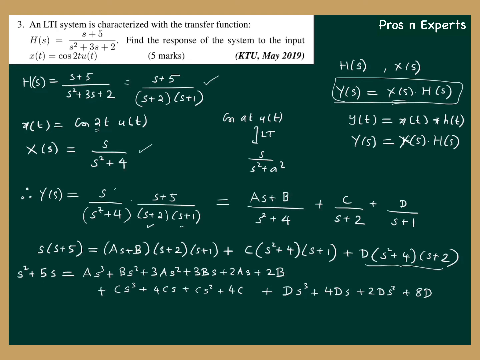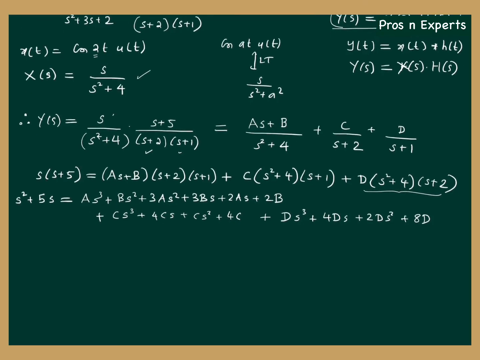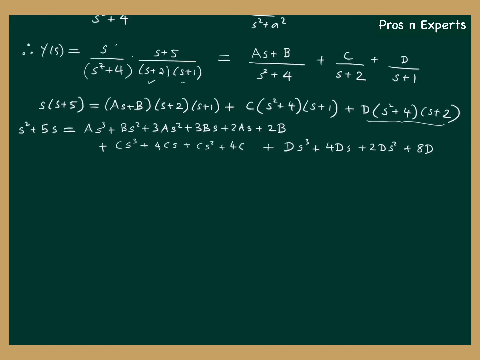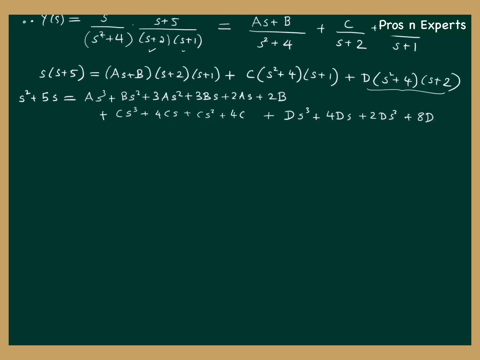Now our aim is to find out the values of A, B, C and D. For that, we have to find A, B, C, D by equating the coefficients of the powers of s on the LHS and RHS. First let me equate the coefficient of s square.